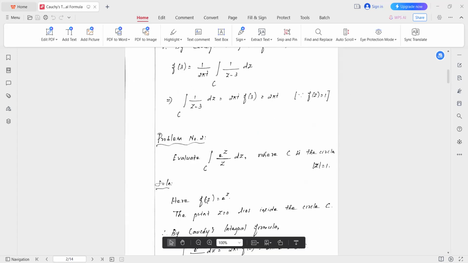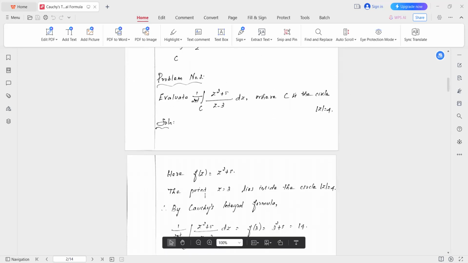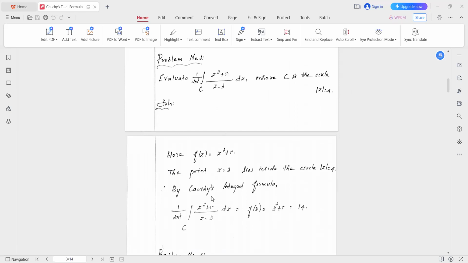Okay. So by Cauchy's integral formula, we get 1 by 2 pi i times this integral equal to f of 3. What is f of z? z square plus 5. So in that function, instead of z, you have to substitute 3. So we will get 3 square plus 5, which is equal to 14. So the integral value of this is equal to 14. Here we are using Cauchy's integral formula and we evaluate this integral value.